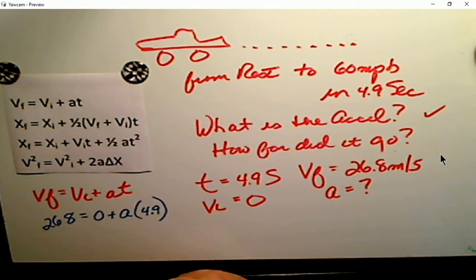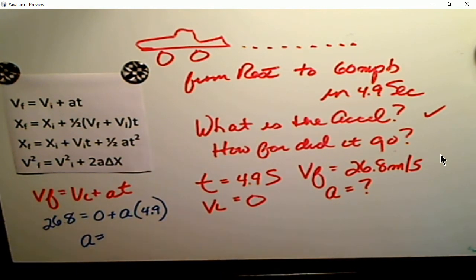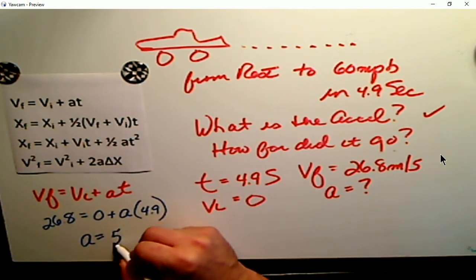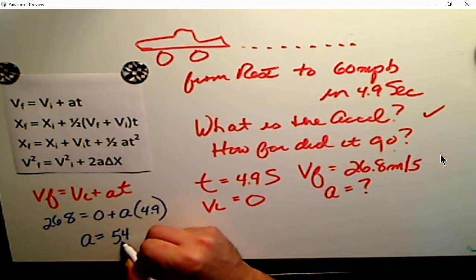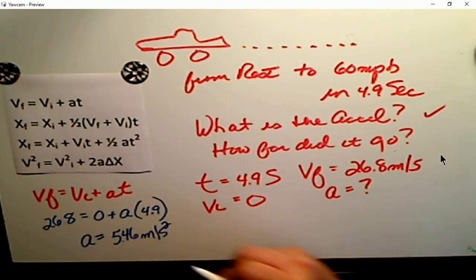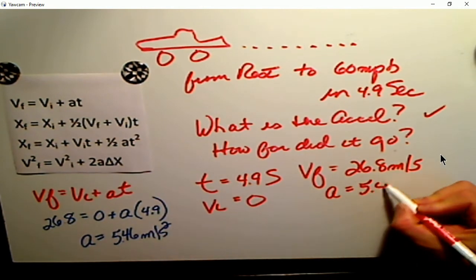Well, our math is pretty easy on this. I could solve for acceleration, and I'll give you a second. You can pause it here. What would acceleration be? If you solve that, you should get 5.46 meters per second squared. So now we know that. It's no longer an unknown here. 5.46 meters per second squared.